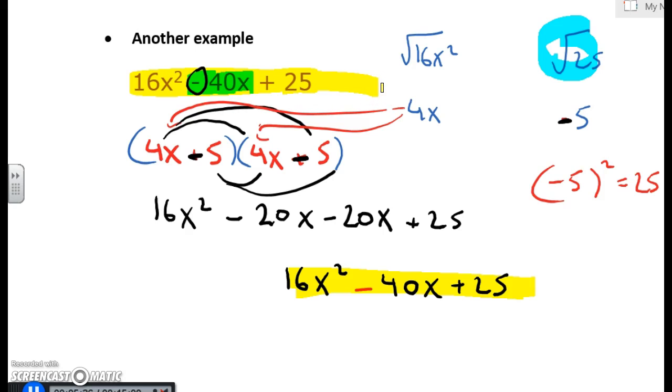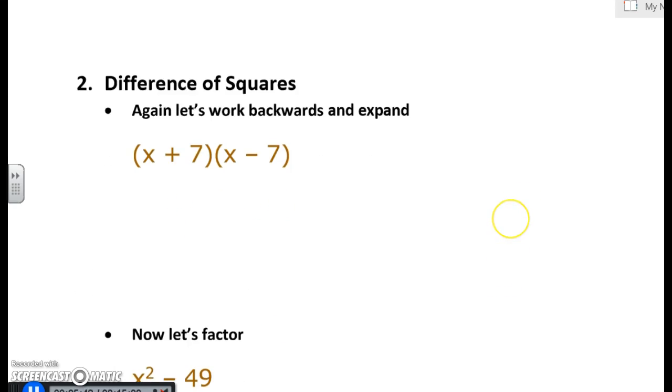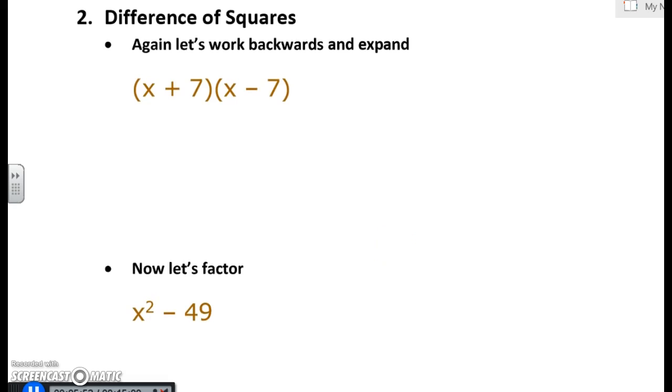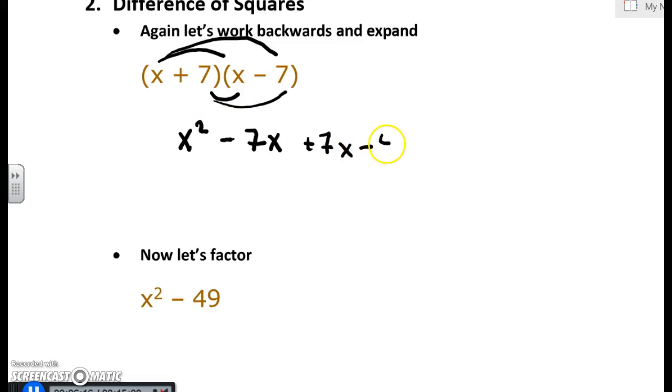Okay, now moving on to another special case here, the second case we're going to do, and that's called the difference of squares. And we'll see why in a second, why that's called that way. But let's go ahead and work backwards and expand this expression down here. So we have two binomials multiplying. I'll FOIL this, and I'm going to get x squared as the first, and then minus 7x, and I'll do the inside plus 7x, and then finally last minus 49.